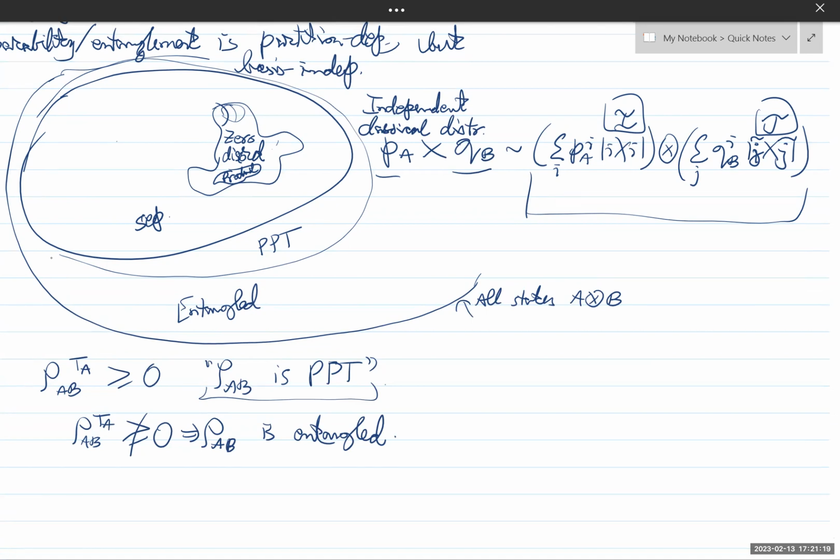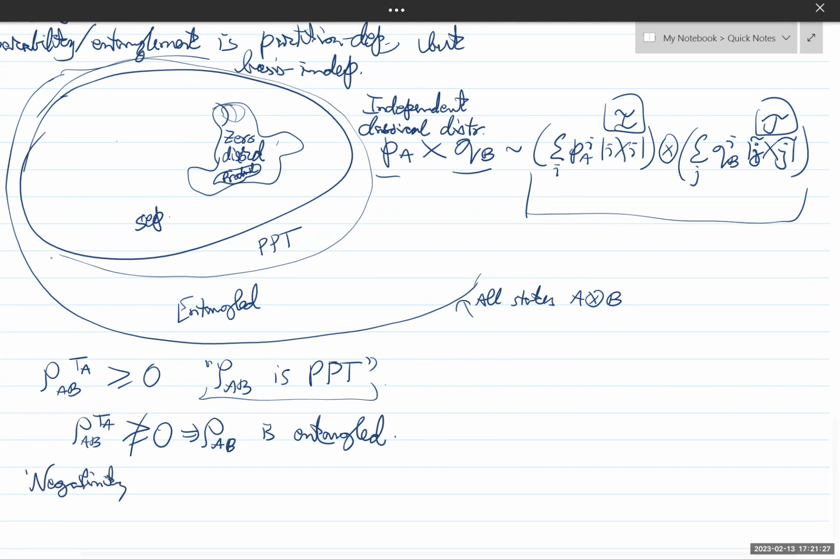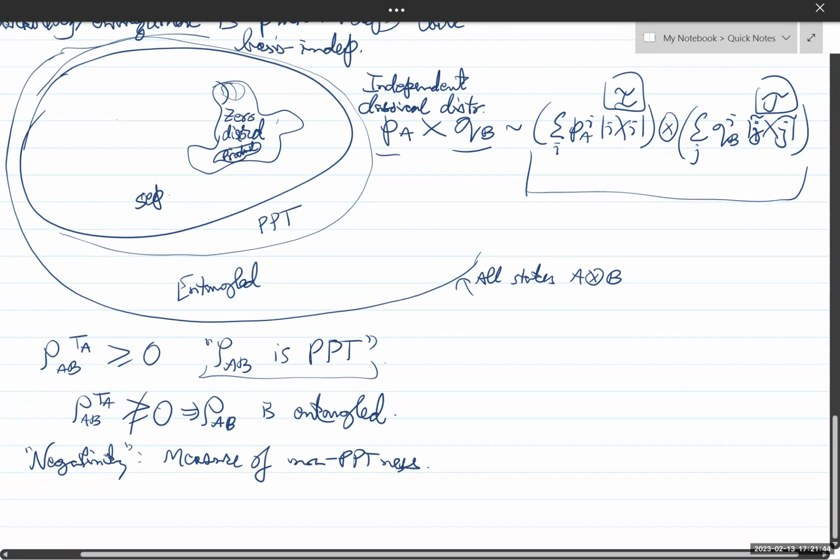Exactly. So negativity would essentially distinguish between PPT and outside of PPT. Yeah. Measure of non-PPT-ness. Right. So in a sense, if you find non-zero negativity, then you certify entanglement. But if you find zero negativity, then it's inconclusive. Yes, very good. Very good.